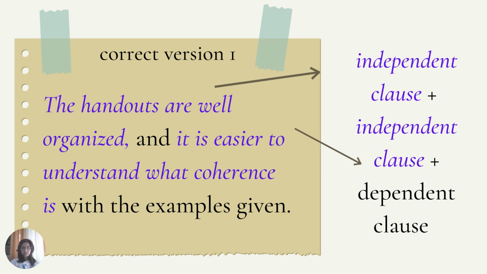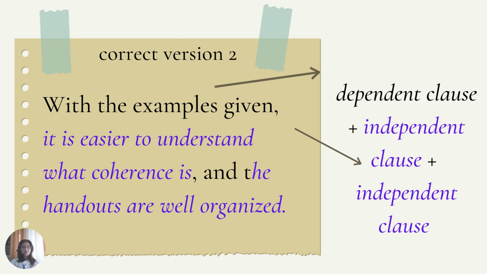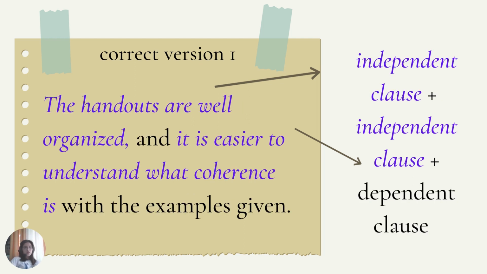And in the second clause, the combination between the independent clause, it is easier to understand what coherence is, plus the dependent clause, we don't need to put a comma in between these two clauses because the independent clause started this part of the sentence. Okay, hope that's clear. So let me read. The handouts are well organized, comma, and it is easier to understand what coherence is with the examples given.